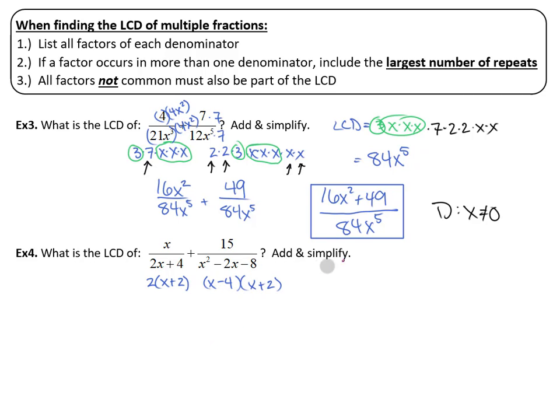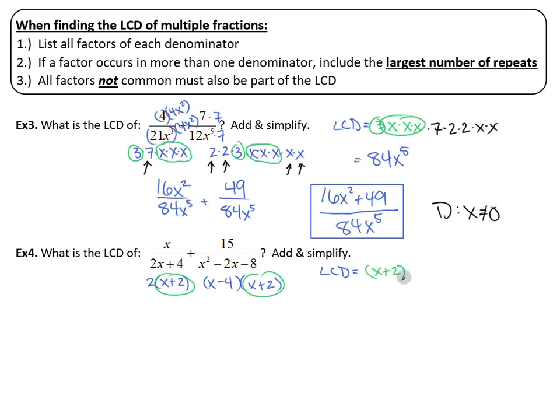So what do these already have in common, if anything? And keep in mind, if they have nothing in common, then your least common denominator is just all of the factors together. Remember, we can't get rid of any of them. But in this case, we do have a couple that already match. We've got x plus 2's whole expression. X plus 2 needs to be part of my LCD.